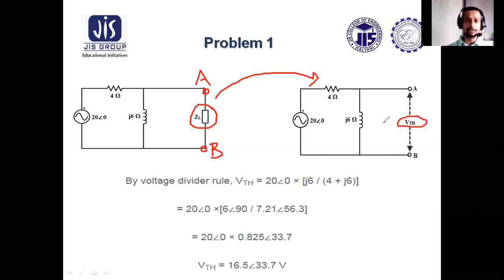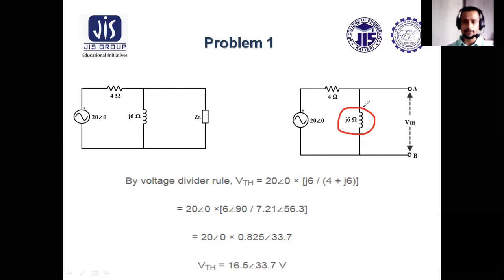Now while the load is removed, what you need to find? We need to find VTH as per step 2. So how to find VTH? It's very simple. VTH is the voltage across this J6. Now what should be the flow of current? Current will be flowing like this. As this is open circuited, no current will be flowing through this path. So current through this is 0 as it is open circuited.